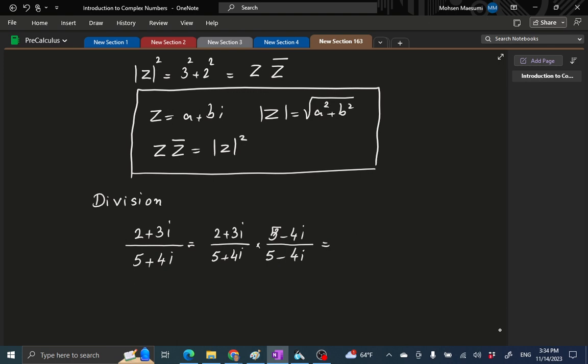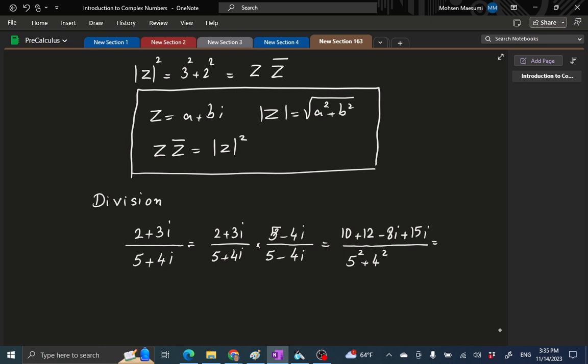What's the advantage of this multiplication? The advantage is that the denominator becomes a real number. We just learned that the product of these two is 5 squared plus 4 squared. How about the numerator? I have 2 times 5, that is 10. 3 times minus 4, that is minus 12. i squared is minus 1, so that becomes plus 12. 2 times minus 4i. 3 times 5i.